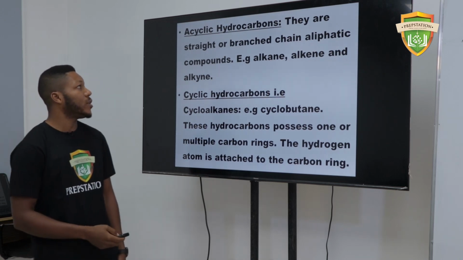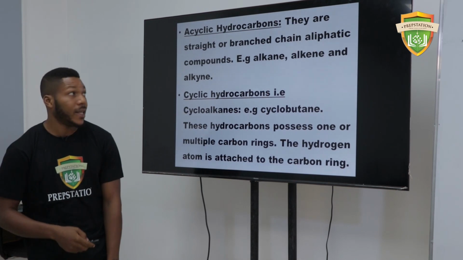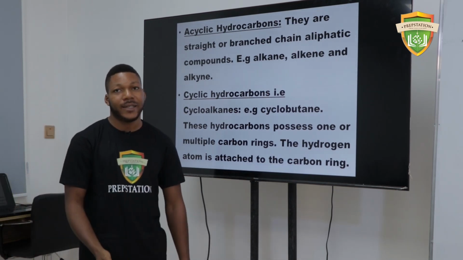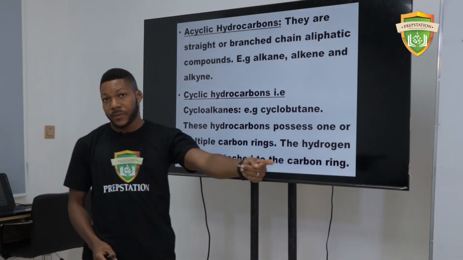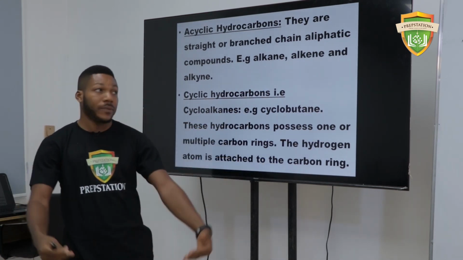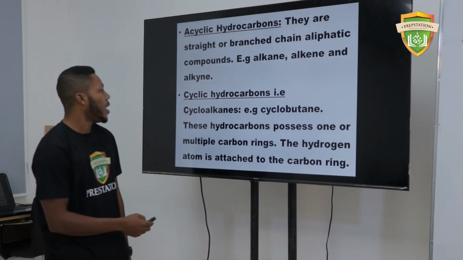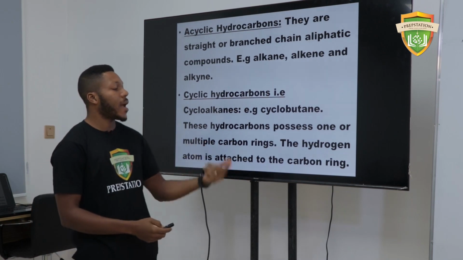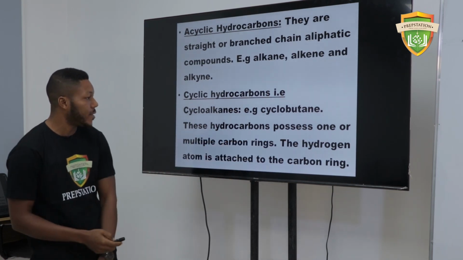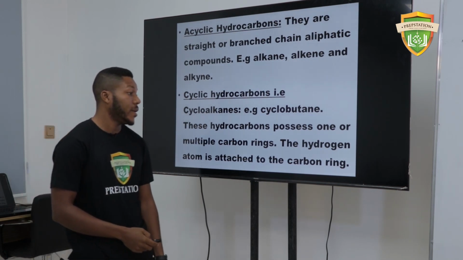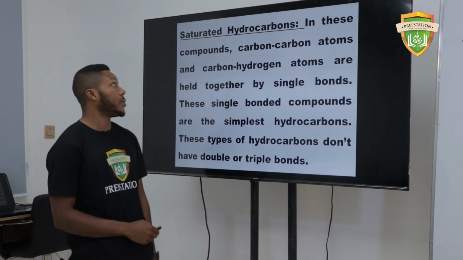Then under aliphatic hydrocarbons, we have the acyclic hydrocarbons. Now these are straight or branched chain aliphatic compounds. Examples are the alkanes and the alkynes. So all these are either straight chain or branched chain. We also have cyclic hydrocarbons, an example is the cycloalkanes, precisely cyclobutane. These hydrocarbons possess one or multiple carbon rings. The hydrogen atoms are attached to the carbon ring.